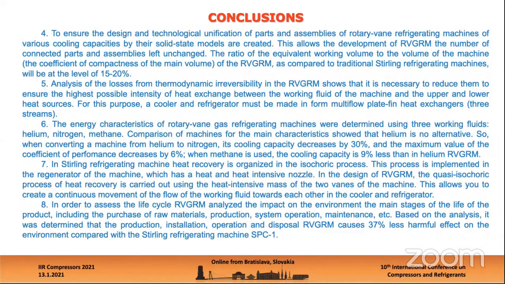Seventh, in a Stirling refrigerating machine, heat recovery is organized in the isochoric process. This process is implemented in the regenerator of the machine, which has a heat-intensive nozzle. In the design of the rear arm, the quasi-isochoric process of heat recovery is carried out using the heat-intensive mass of the 2 vanes of the machine. This allows you to create a continuous movement of the flow of the working fluid towards each other in the cooler and refrigerator. Eighth, in order to assess the life cycle, the rear arm's impact on the environment was analyzed. The main stage.